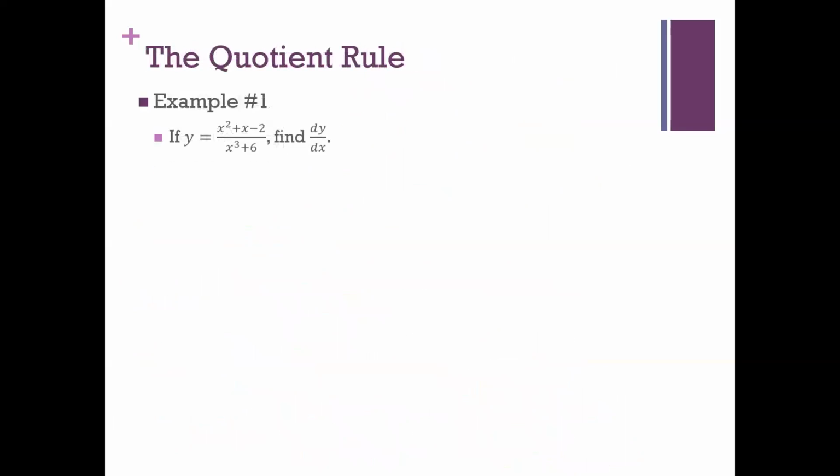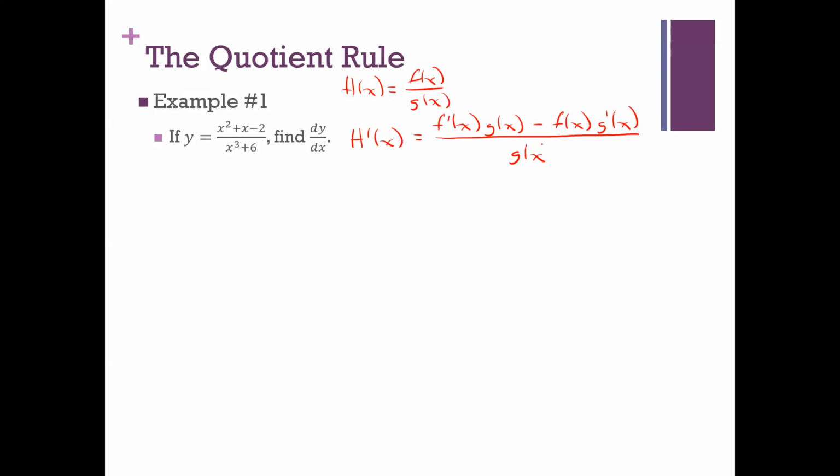All right, let's do some examples, and while I do, I'll try to write the quotient rule down. So if capital H of x equals that, H prime of x is equal to f prime of x times g of x minus f of x times g prime of x, all over g of x squared.